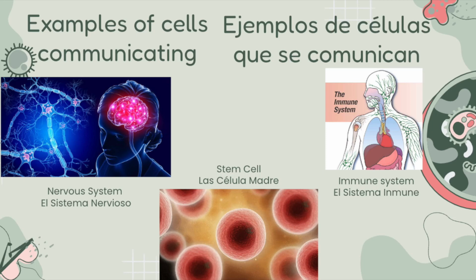Lastly, stem cells must also communicate with their environment. Stem cells can turn into other cells in our body, like skin or muscle cells, but they must first get signals from our body to tell them what kind of cells to turn into. This way, the body can save energy by only making the cells that it needs more of from stem cells.